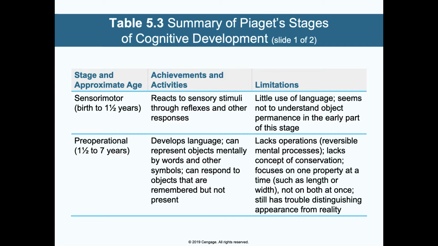Also big in the pre-operational stage is that children are egocentric. Egocentric does not mean that they're selfish. What it means is that they only see what's around them, and they can't take another's perspective. That is not being selfish. That's a different kind of viewpoint, okay?